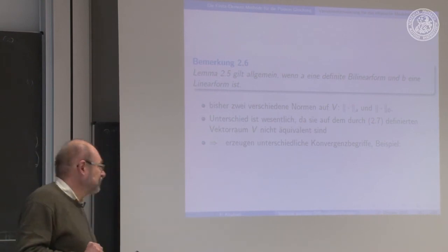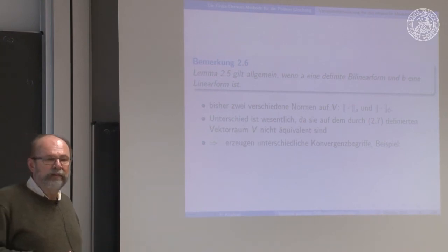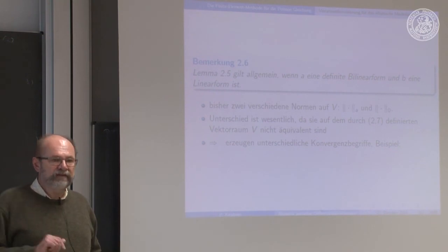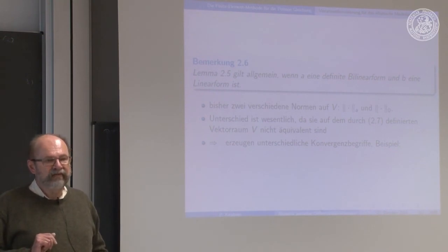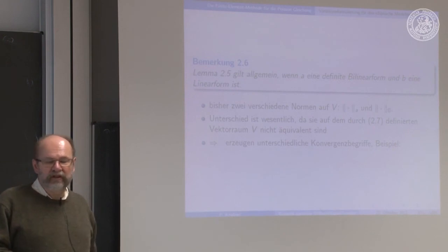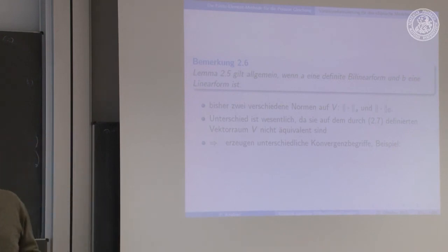The other situation is the situation we have here, that one norm is stronger than the other, but not vice versa. That means if we have convergence in the stronger norm, we also have convergence in the other norm, but not vice versa.